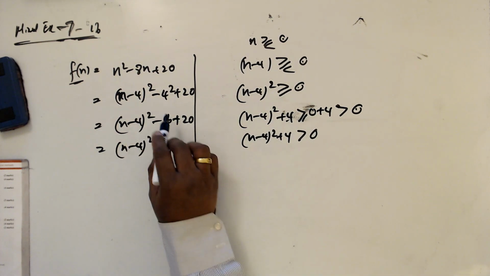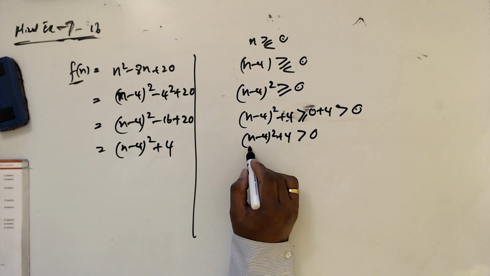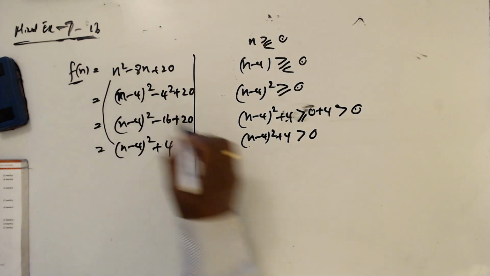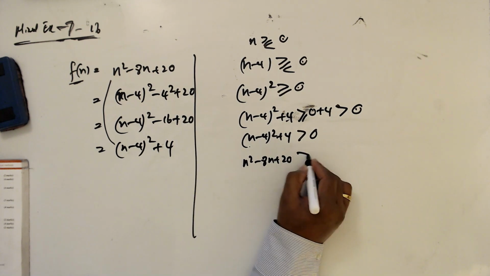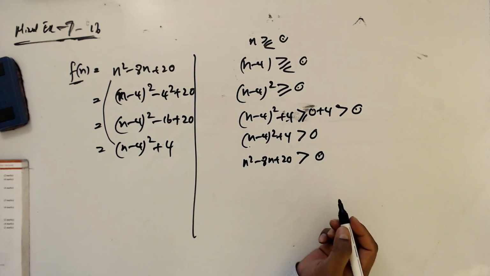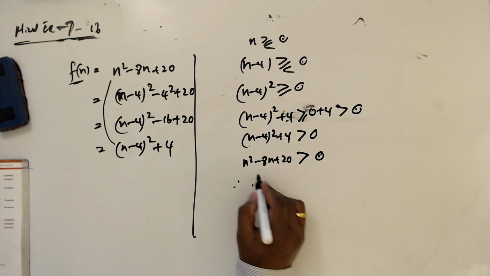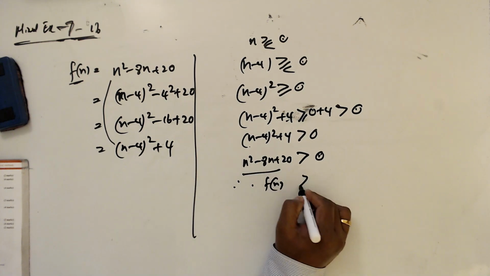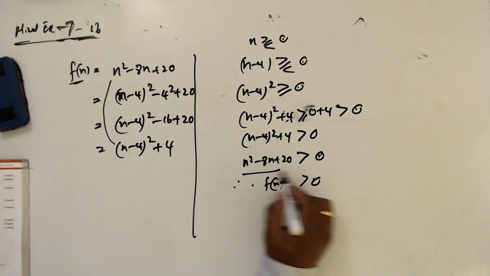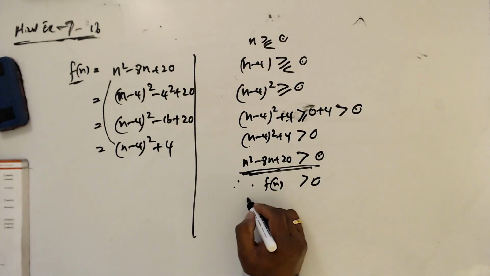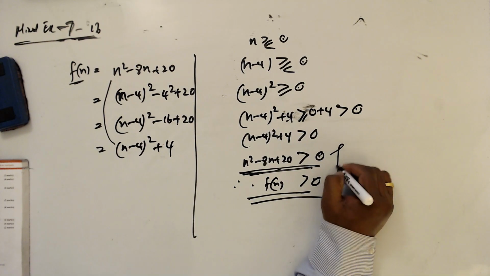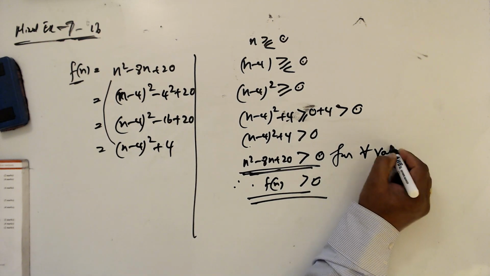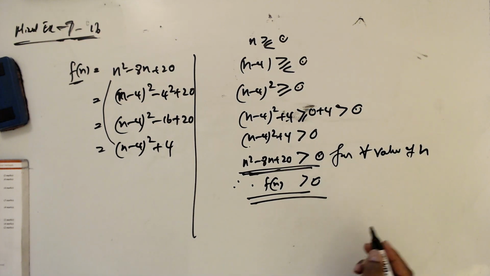What is this one? (n minus 4) squared means n squared minus 8n plus 20, greater than or equal to 4. Hence, Fn is greater than or equal to 4 for all values of n. Or you can stop from here.